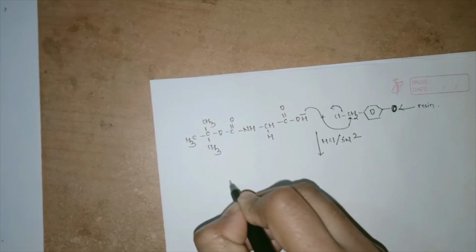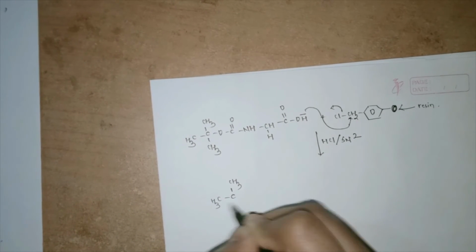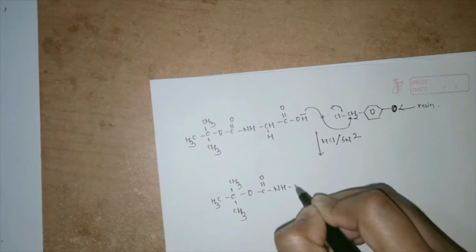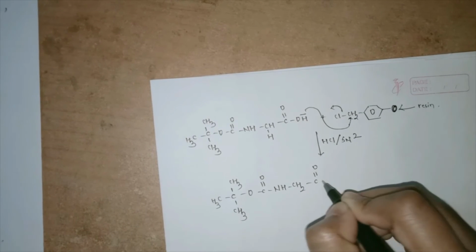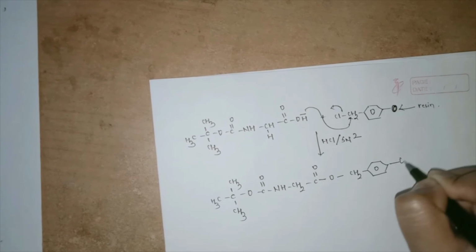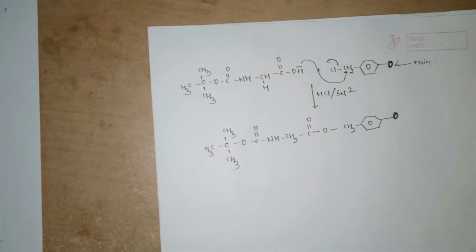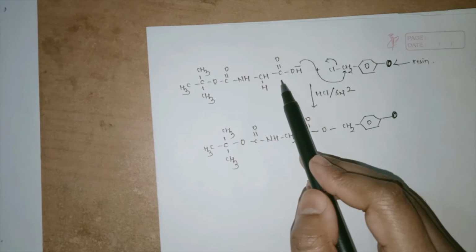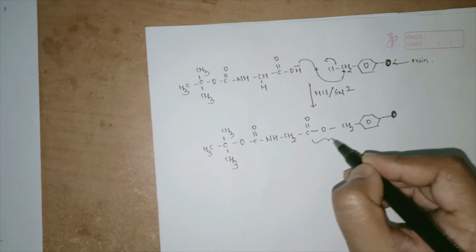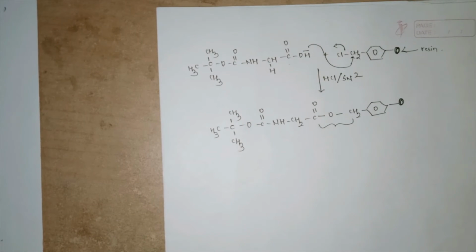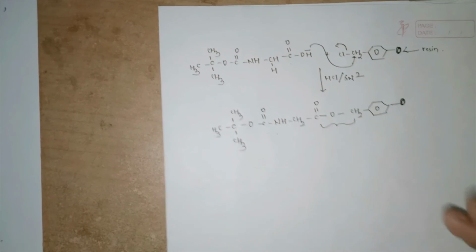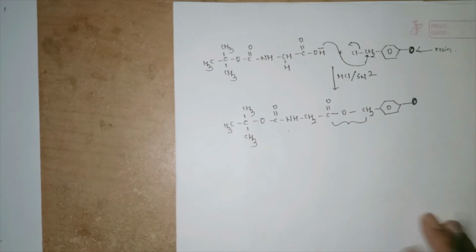This is going to give me this product, CH3, CH3, CH3, OCO, NH, CH2, C double bond O, O, CH2, which is now attached to the resin. So my carboxylic system is now going to be attached to the resin. So what we have done here is, I have now added a system which was N protected to the resin. Now this is attached to the column.